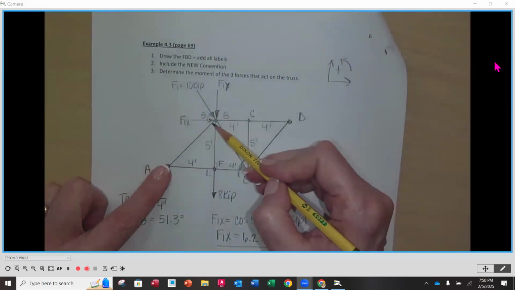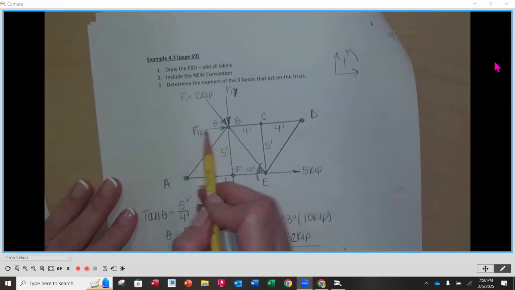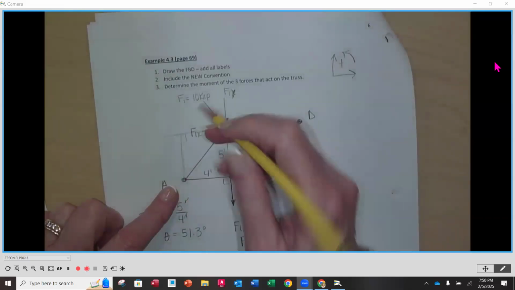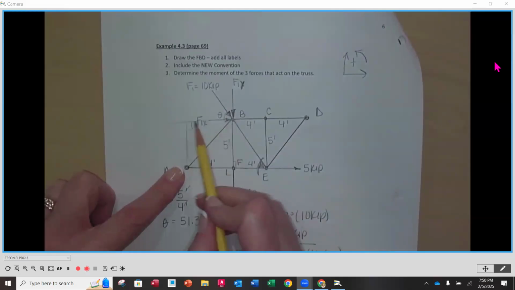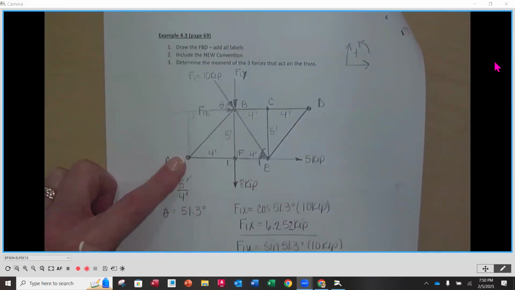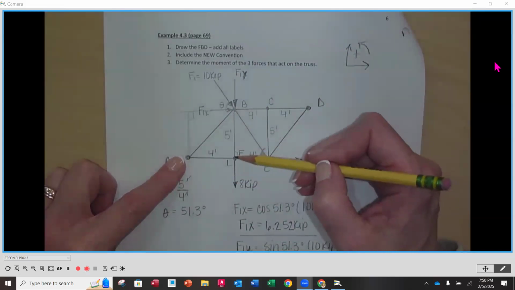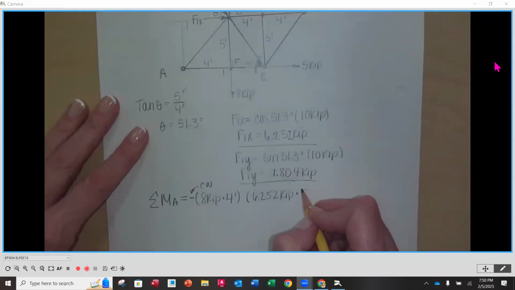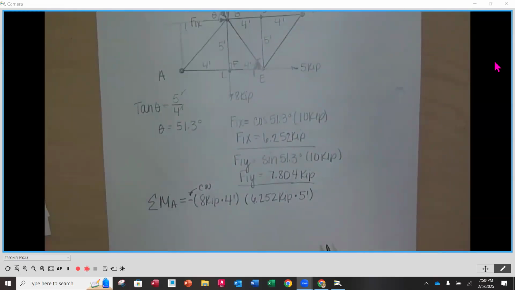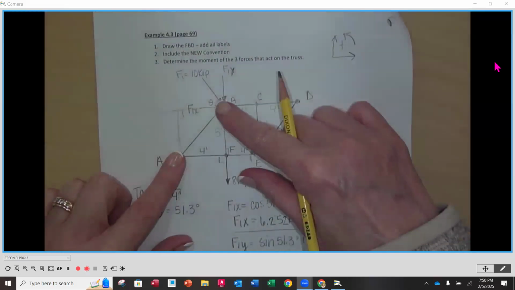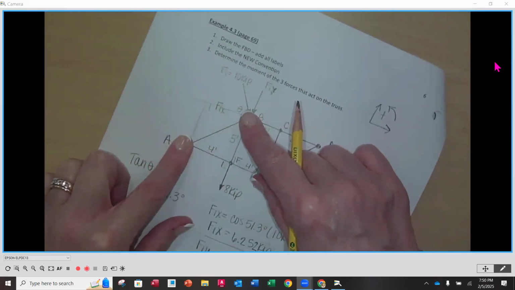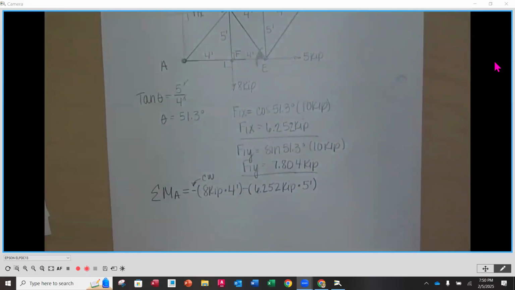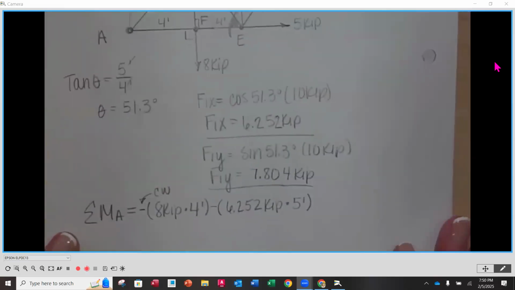Times the perpendicular distance. From A, if I move this back along its line of action and draw a line straight up, you see how straight up would be my perpendicular distance to my X component? What's the distance going straight up? 5 feet is the perpendicular distance. So 5 feet. Now, when I put my finger and rotate in the direction of F1X, it goes clockwise, so negative out front. Everybody see that?